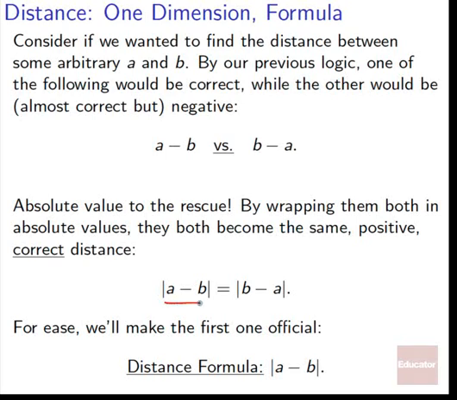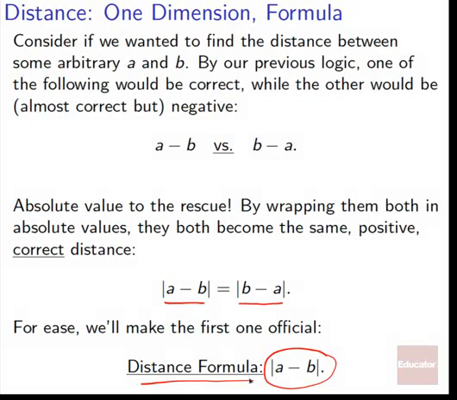So the absolute value of A minus B is the same thing as the absolute value of B minus A, because the only difference would be whether it's negative or positive, and they're both forced to be positive. So the absolute value of A minus B is equal to the absolute value of B minus A, which is just going to be the distance between A and B, which is the distance between B and A. For ease, we'll just make the first one official. So the absolute value of A minus B is the distance between those two locations. We just take the absolute value of the difference, and that gives us how far two things are apart when it's in one dimension, when we're just on the number line.